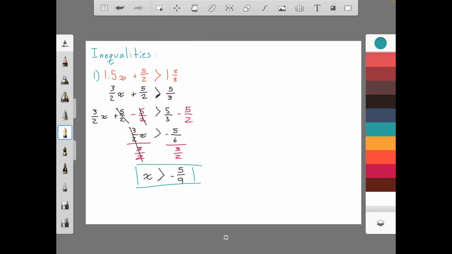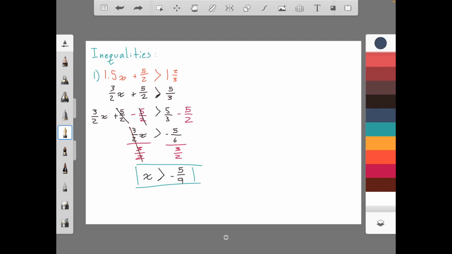Okay, so as you can see, these exercises are solved exactly as linear equations, with the exception that we have this symbol, the greater than symbol. So our answer will be x is greater than negative 5/9. Now I want to represent my answer in different ways. We will show it in two different ways. The first one is a number line, and the second one is something that we call set builder notation.